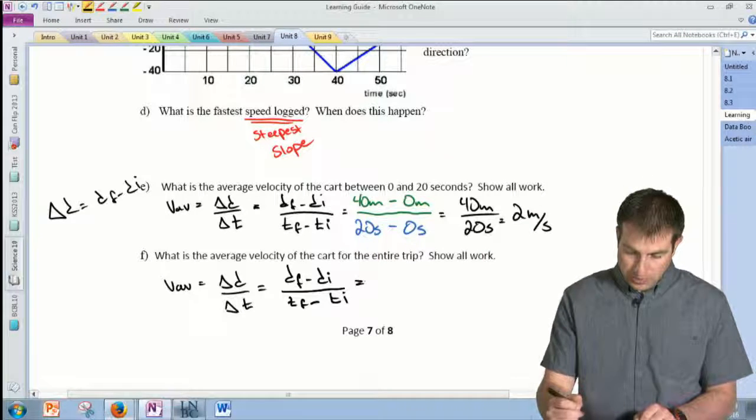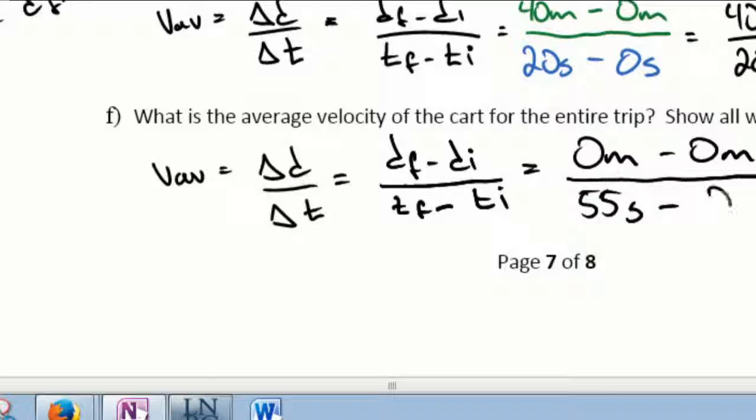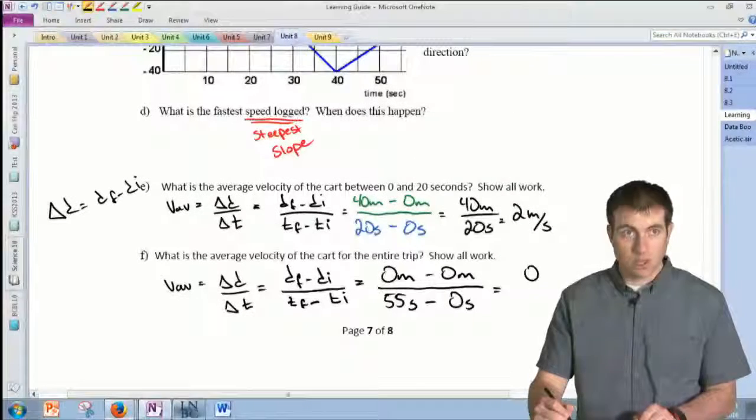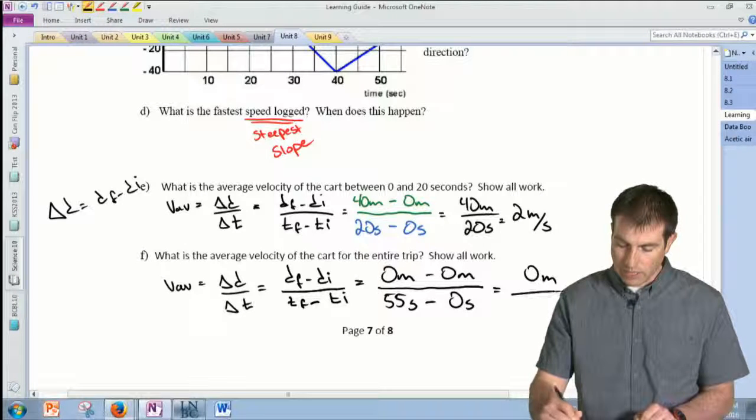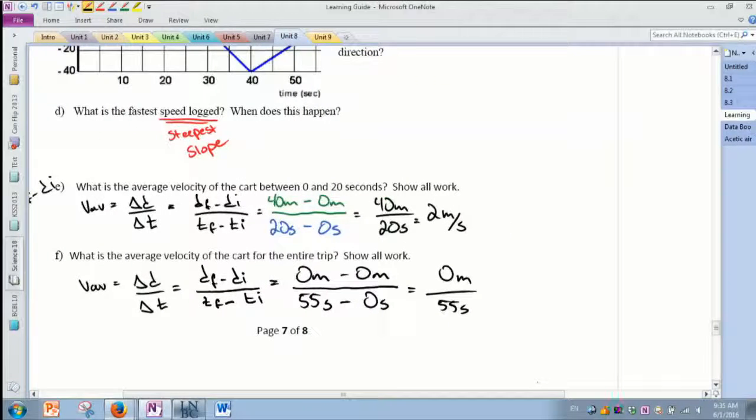And my final distance was 0 meters. My initial distance was 0 meters, or position I should say. My final time was 55 seconds, and my initial time was 0 seconds. So I'm going to end up with 0 meters on the top and 55 seconds on the bottom. Okay, what is 0 divided by 55? Well, that's just going to give me 0. So it turns out that my average velocity over this entire trip was 0.